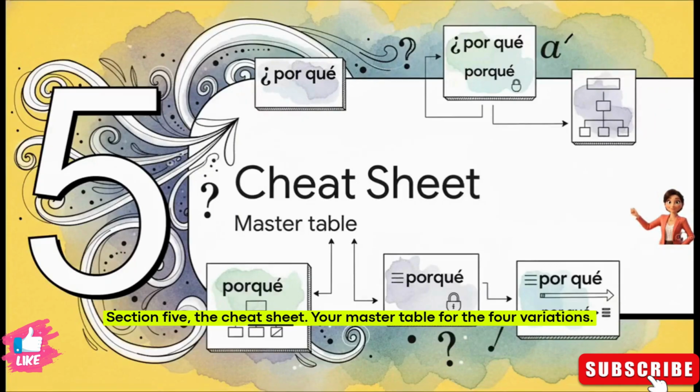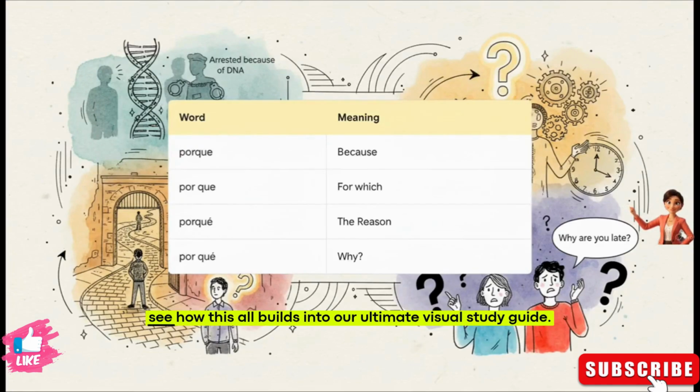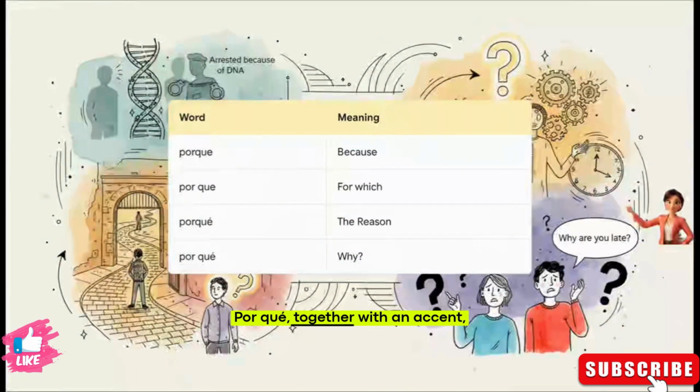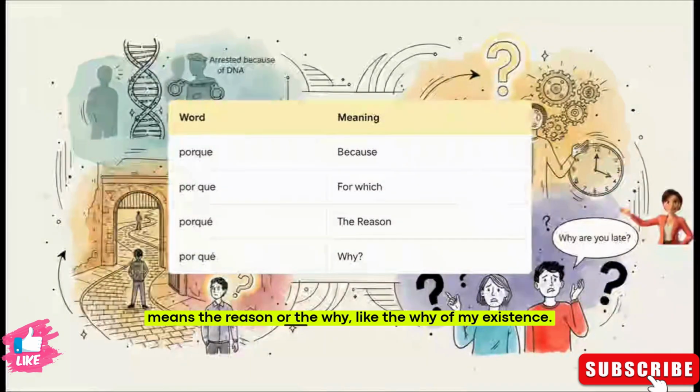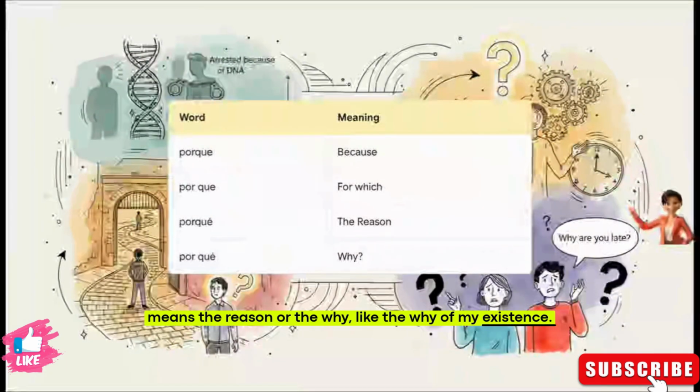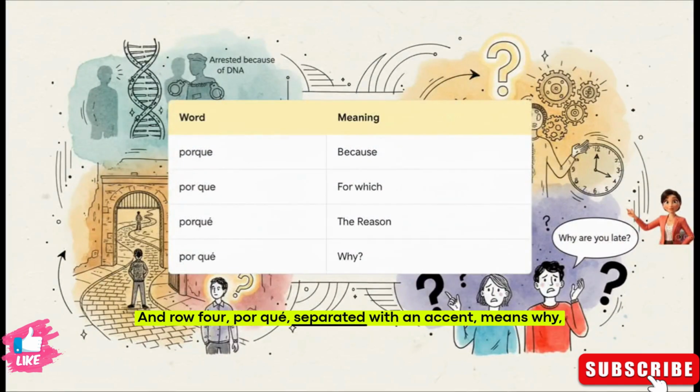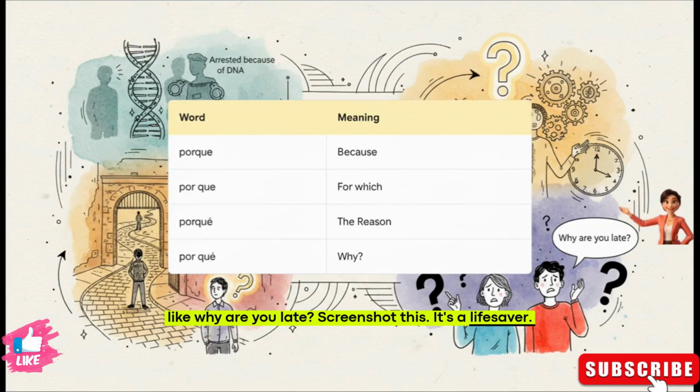Section 5, the cheat sheet, your master table for the 4 variations. Let's move to porque and see how this all builds into our ultimate visual study guide. Row 1, porque, together with no accent, means because, like our example, arrested because of DNA. Row 2, por que, separated with no accent, means for which, like the street through which I passed. Row 3, porqué, together with an accent, means the reason or the why, like the why of my existence. And row 4, por qué, separated with an accent, means why, like why are you late? Screenshot this. It's a lifesaver.